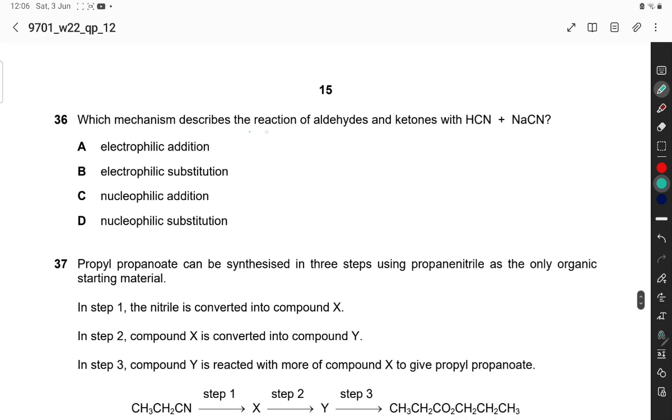Which mechanism describes the reaction of aldehydes and ketones with HCN? Electrophilic addition, no. HCN, CN is attached, so this is a nucleophile.